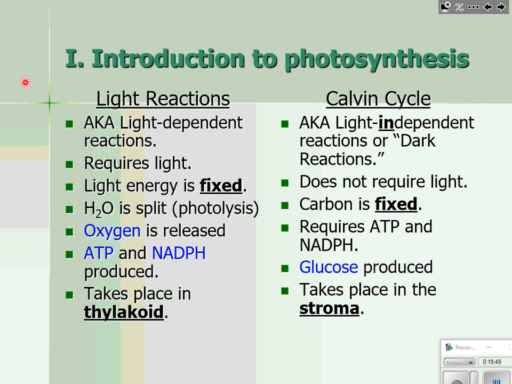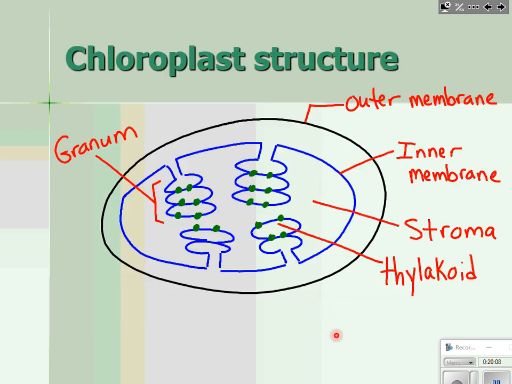And even though the entire process of photosynthesis happens in the chloroplast, the two reactions do happen in slightly different locations. The light reactions take place in the thylakoid of the chloroplast, and the Calvin cycle happens in the stroma. So if you don't remember what I'm talking about, here's a chloroplast, two membranes, outer membrane, inner membrane, and then you have these disc-shaped pouches. That's a thylakoid.